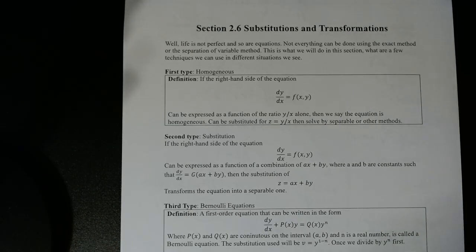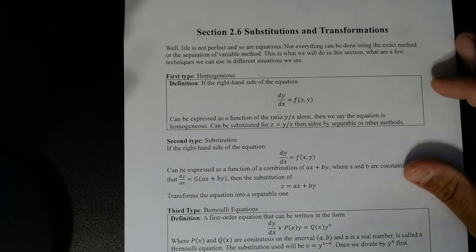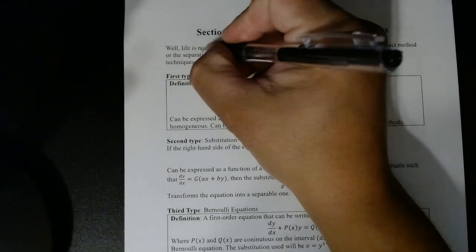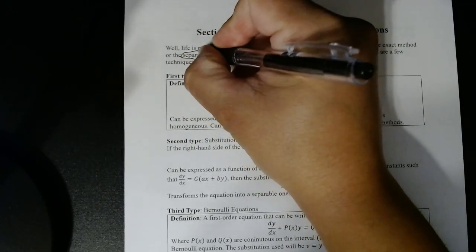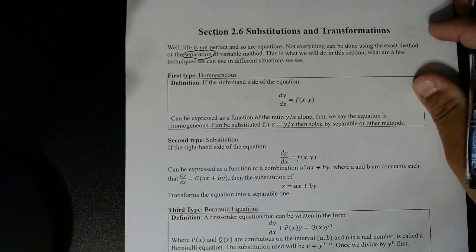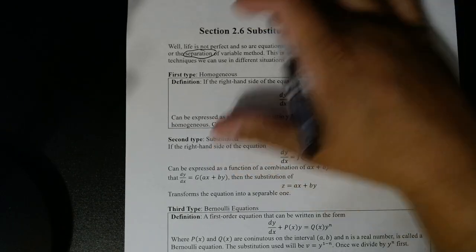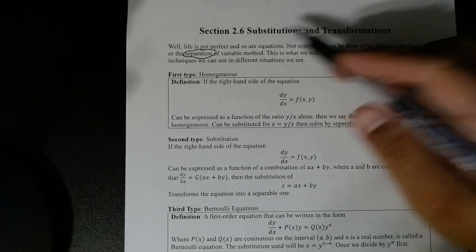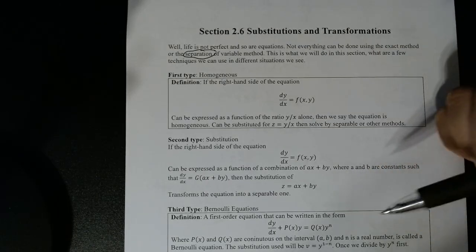So, like everything in life, life isn't perfect. What I mean by that is not everything can be done using a couple of methods. Last time we learned about the separation of variables, which we learned in regular calculus. But there are other types of differential equations out there. So in this section, we learn about 4 different types.